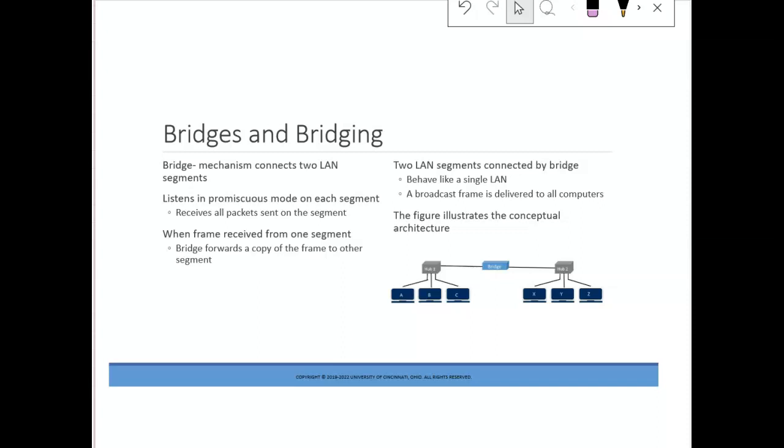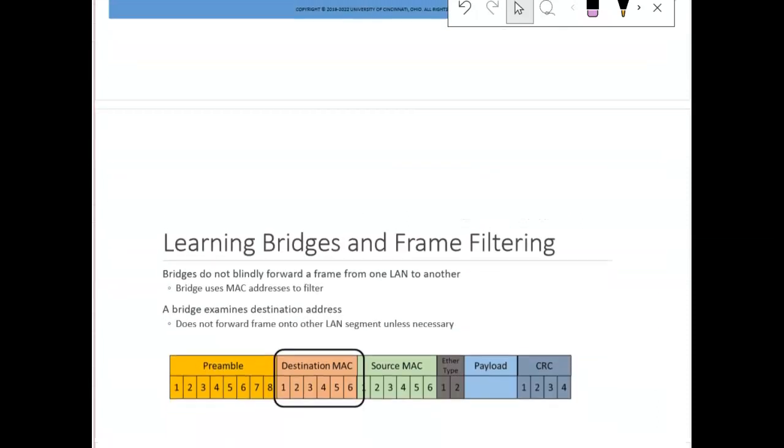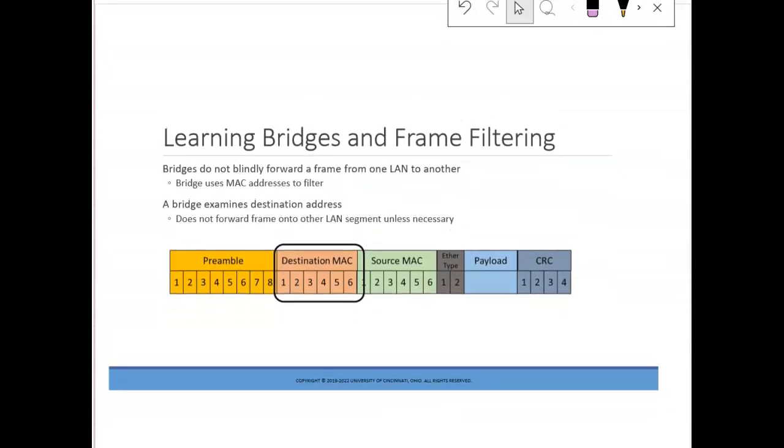A bridge is a mechanism used to connect two LAN segments and forward frames from one segment to another. Computers cannot tell whether they are on a single segment or on a bridged LAN. Bridge technology is incorporated into other devices such as a cable modem or DSL modem. Bridges do not blindly forward a copy of each frame from one LAN to another. Instead, a bridge uses MAC addresses to perform filtering. The bridge examines the destination address in a frame and does not forward the frame onto the other LAN segment unless necessary.